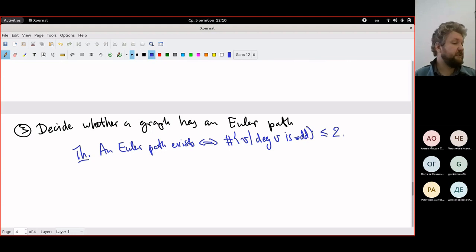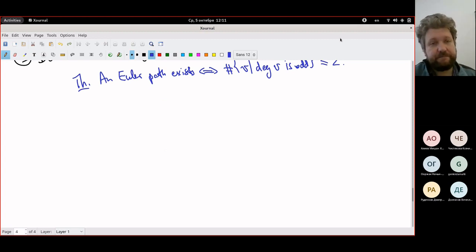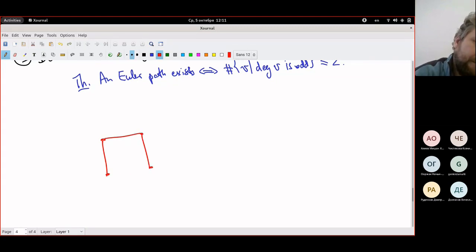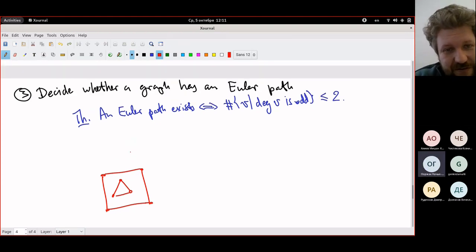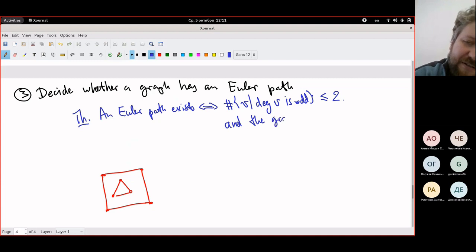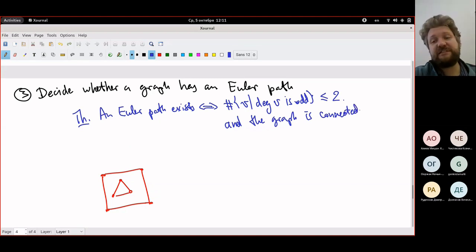Well, from left to right, obviously, right? If there is a path, then there could be only maximum two vertices with odd degree. But is it true backwards? Yeah, so in this graph, all vertices are even, but there's no Euler path. Okay, then there must be one more condition, that this graph should be connected. Yes, and the graph is connected.